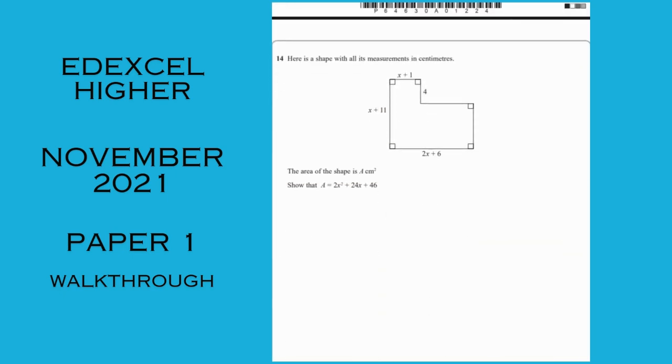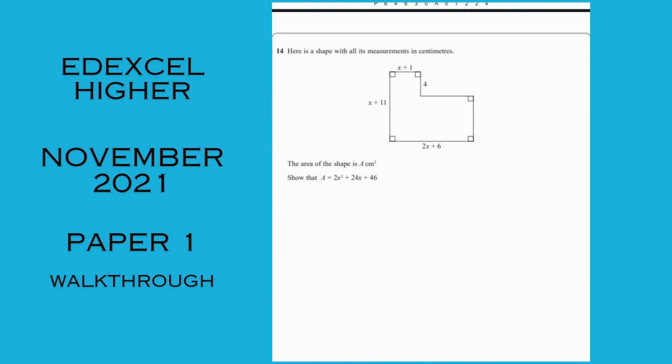Number 14, you choose how to do the split. Doesn't matter if you do it vertically, but I've gone for horizontal. So this top, if you want to call it, they've already used A, so let's use B and C. So we can say that B is 4 lots of x plus 1. Now on C, we know its width, we don't know its height, but it is x plus 11 take away 4, in other words, x plus 7.